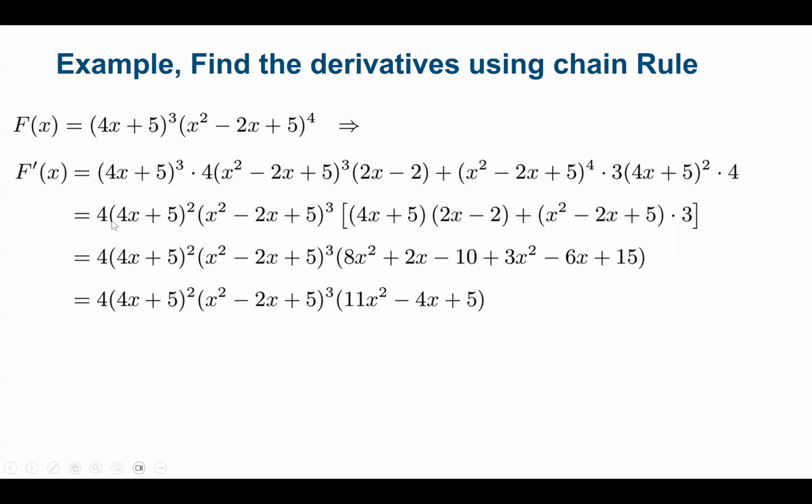So now we just have to simplify the expression. Here we write (4x plus 5) to the power 2, (x squared minus 2x plus 5) to the power 3. Then we combine the terms here to do our multiplication. At the end, we get (4x plus 5) to the power 2 times (x squared minus 2x plus 5) to the power 3 times (11x squared minus 4x plus 5).